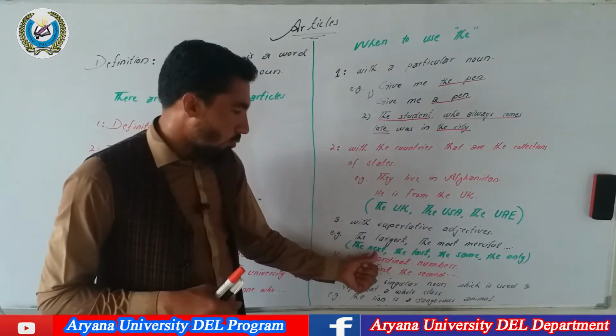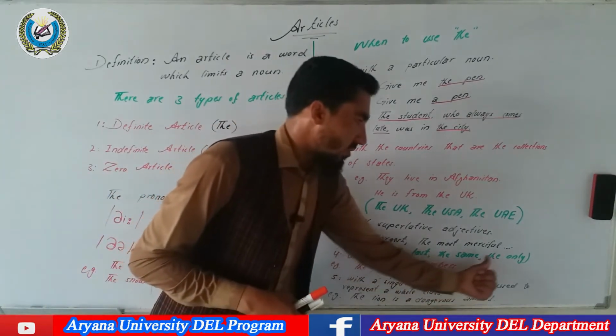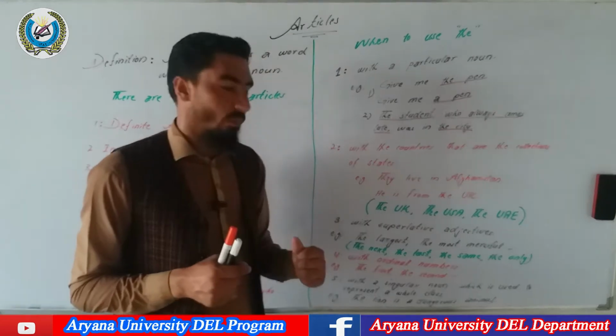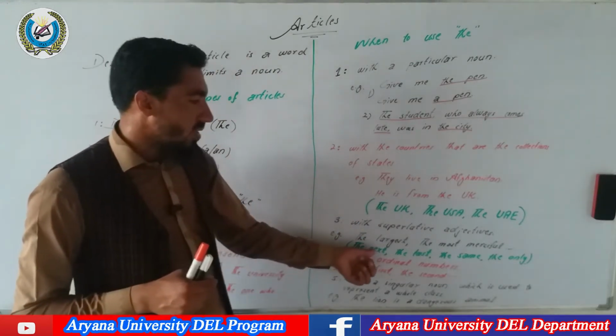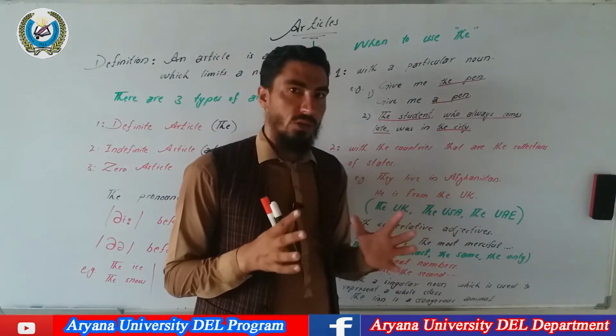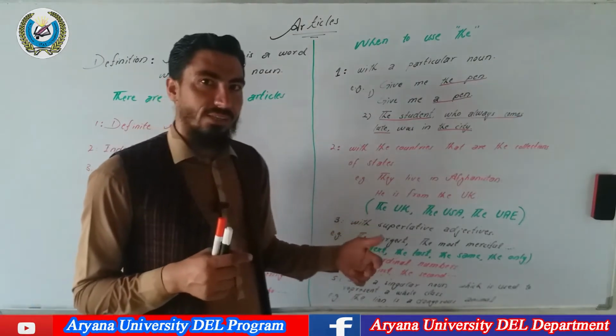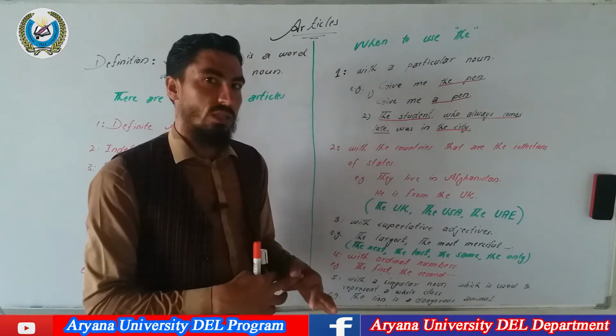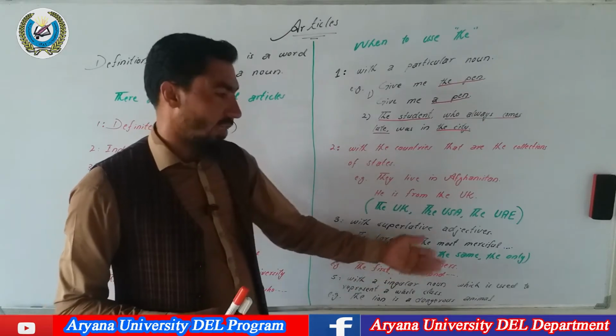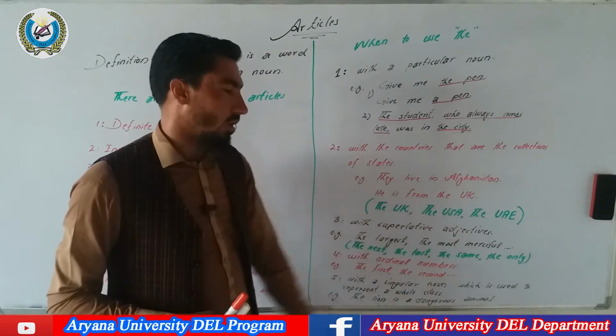And here are some more words like next, last, same, and only. So you should also remember to use the definite article the with these words, because all these words specify a person. If I say the next is clear, the one that is coming, so we should use the definite article the with that. And also the last, the same, and the only.